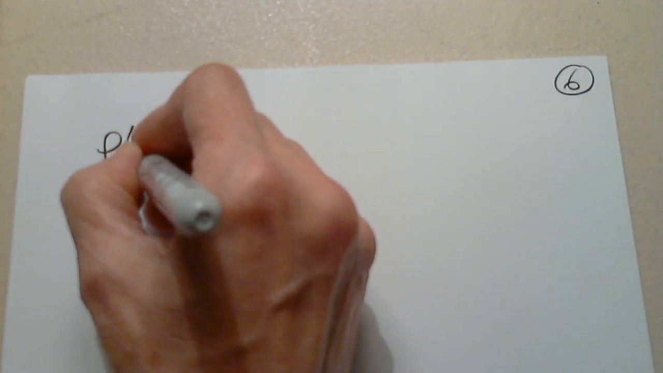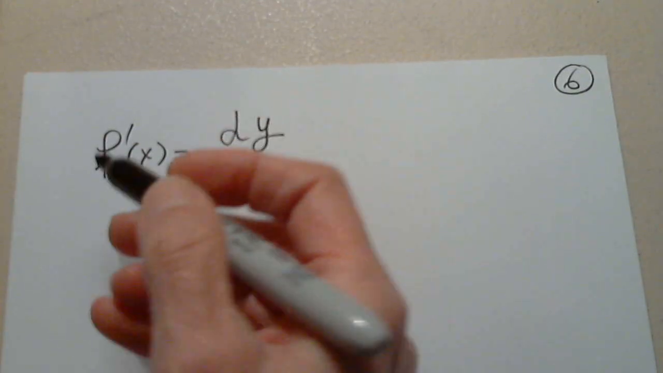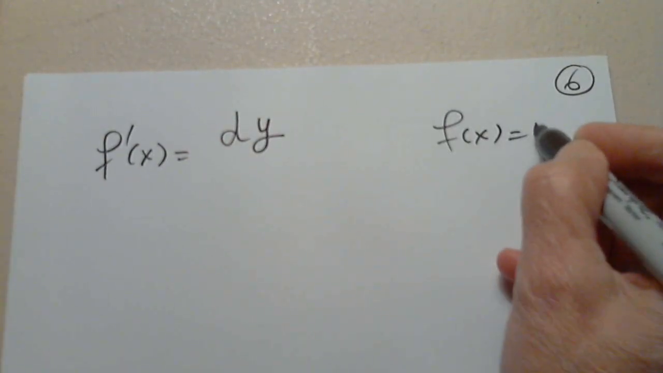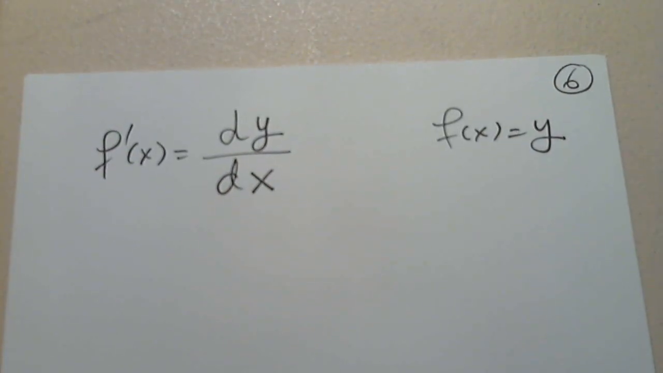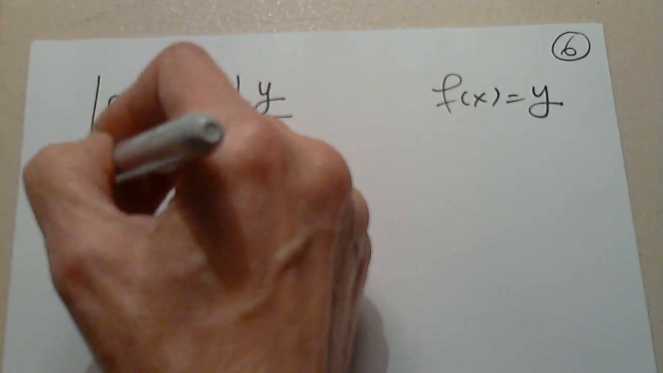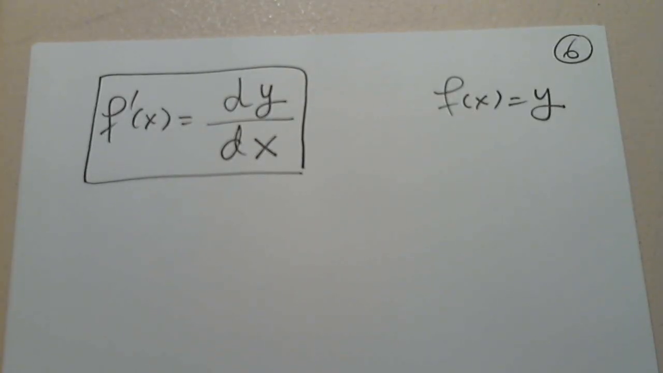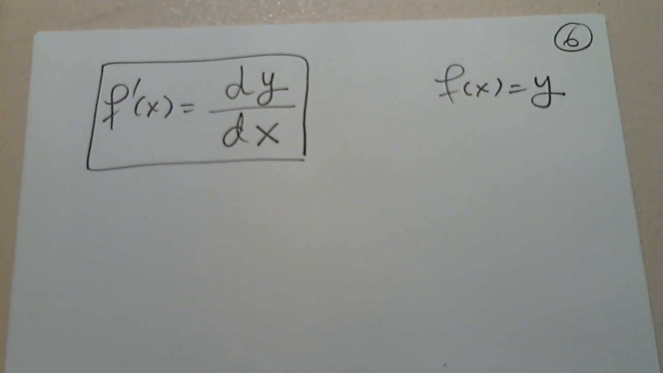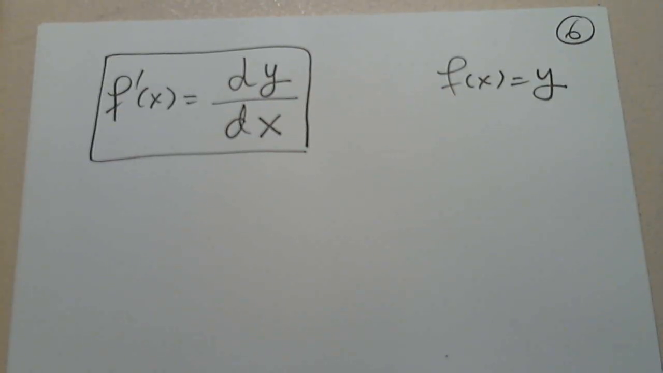Why? Well, it's convenient, and I'll explain. So f prime is the same as the derivative of y, because f of x is the same as y, with respect to x. So these are the same thing. Different notation. Okay, so let's pick and practice the power rule.